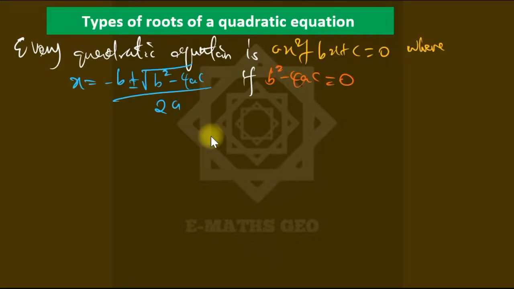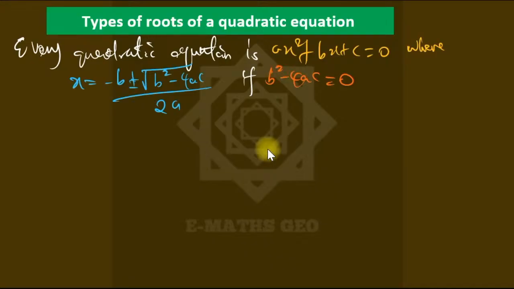So once it's 0, we have only one answer. It implies that the two answers you get will be the same thing, since a quadratic equation must give us 2 answers. If this is 0, we have only one answer, minus b over 2a. So that means the two answers are the same. The two answers will coincide, become one.